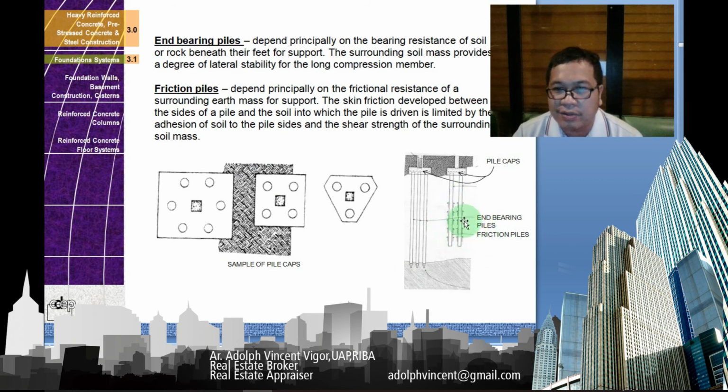Okay. So here, the friction piles rely on the friction of the soil. You can notice that it has not yet reached the soil stratum that is hard. Okay, these are the pile caps. So that's the advantage of the friction piles. Well, the other kind of piles, you must reach the hard portion here.